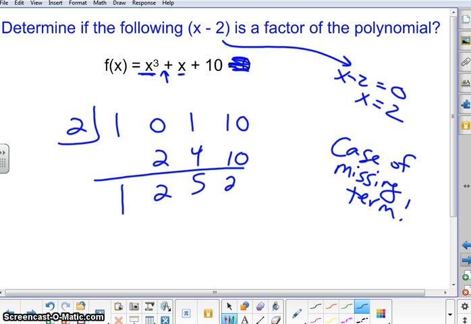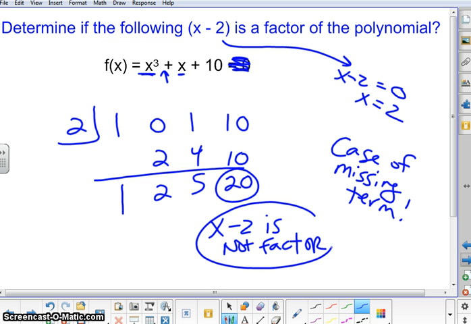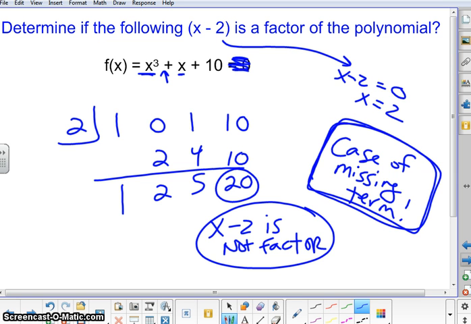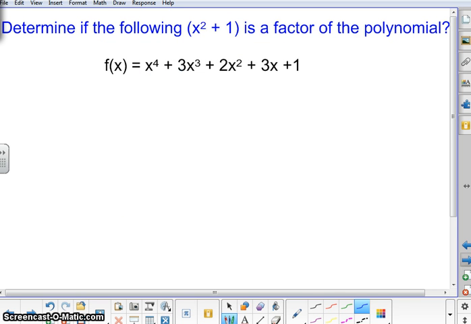And then for an answer of 20. So what does that mean? It means that x minus 2 is not a factor. Okay, and again, when you're doing your classwork tomorrow, make sure you're paying very close attention for that case of the missing term.